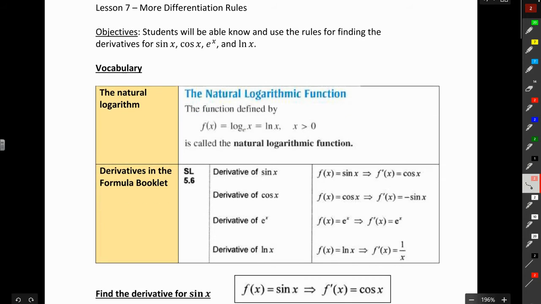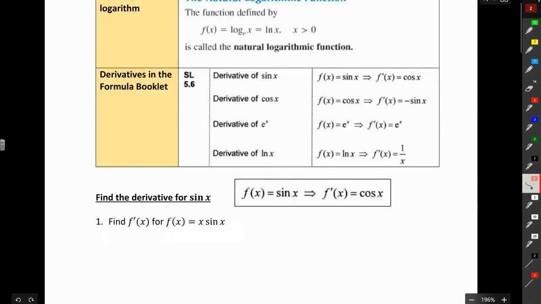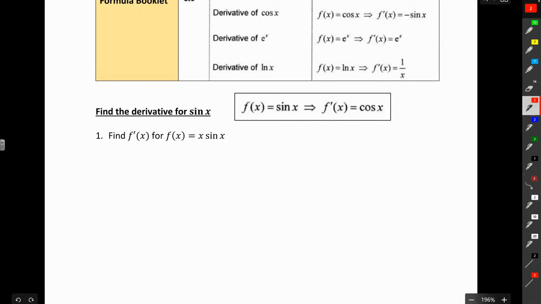And the derivative of sine is going to be cosine. Derivative of cosine is negative sine. The derivative of e to the x is just e to the x, and we'll look at a very short proof of why that is. And the derivative of ln of x is 1 over x. We'll do some practice now.